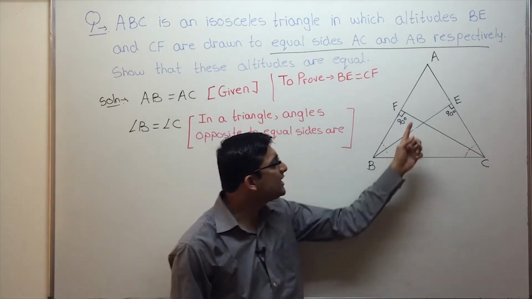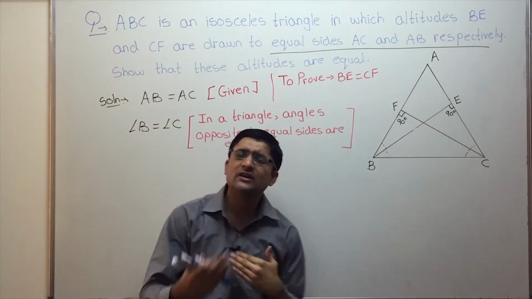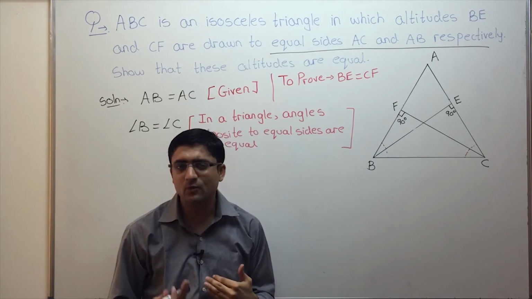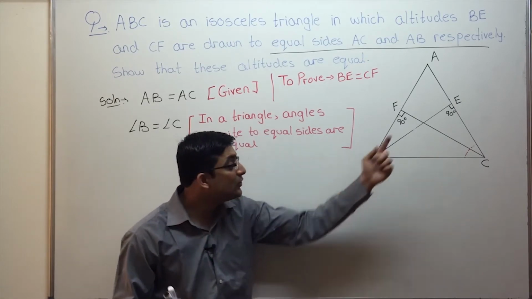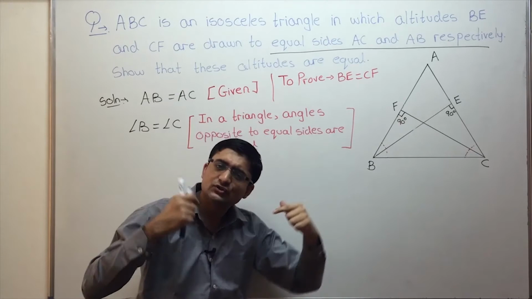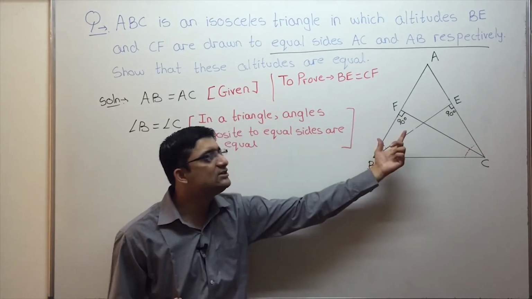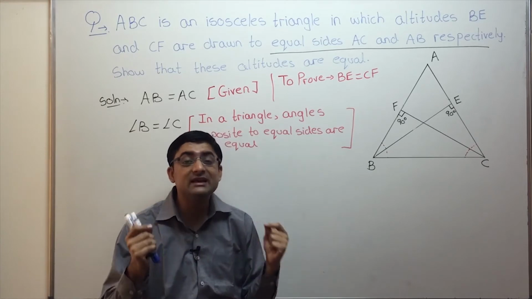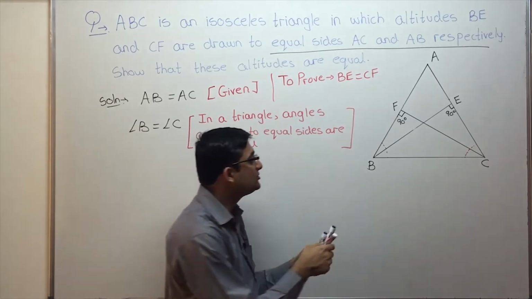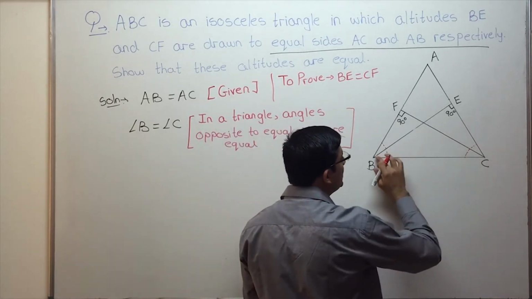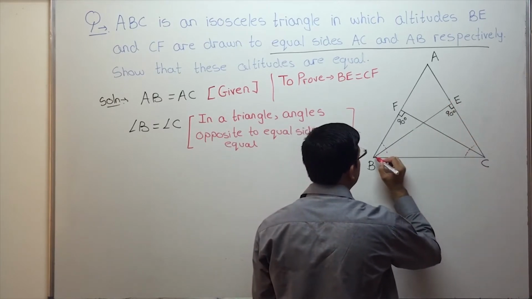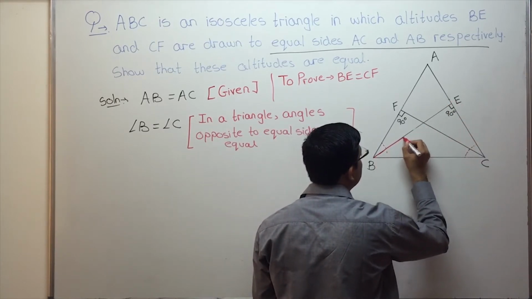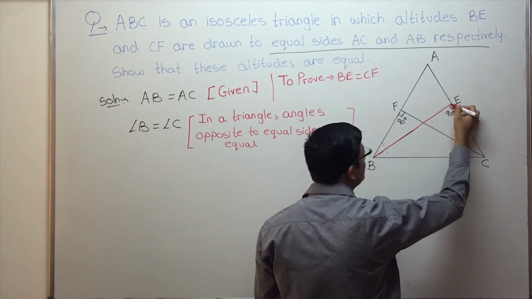So now how do I show that BE is equal to CF? Whenever we have to show two corresponding sides to be equal, what do we do? Choose two triangles which have these sides as their parts. Show the two triangles to be congruent, and we'll get these two sides as equal by CPCT. So just look for two triangles which have BE and CF as their parts. So see, let's say we begin with BE. So I'll choose the triangle BEC. I'll highlight it in red.